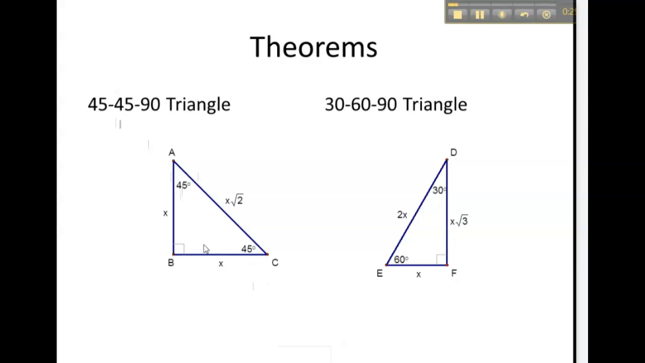Now, each one of these triangles has a special pattern. Now, the 45, 45, 90's pattern is x on the one side, x on the other, and x square roots of 2. The 30, 60, 90 is x, 2x on the hypotenuse, and x square roots of 3 on the leg. Now, you're going to want to have these little patterns memorized because they're going to make your life a lot easier when you're solving problems.